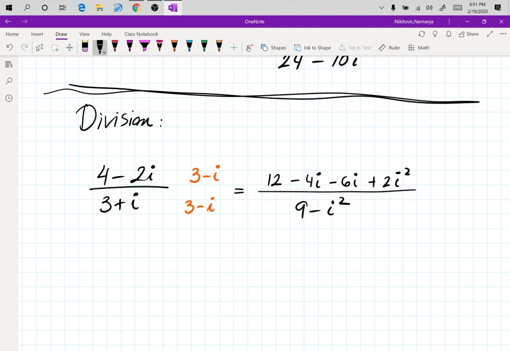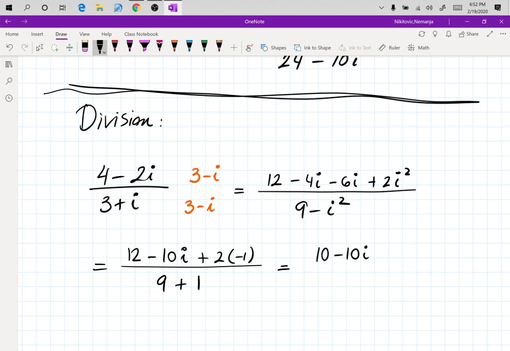So on the top, we have 12 minus 10i, and then plus 2 times negative 1, because i squared. And we have 9 plus 1 on the denominator. This is 10 minus 10i divided by 10. And now what we get is 1 minus i.